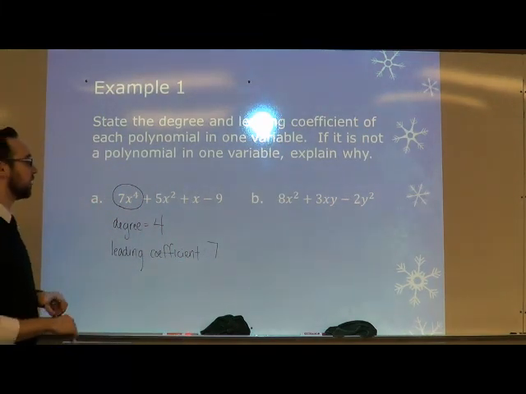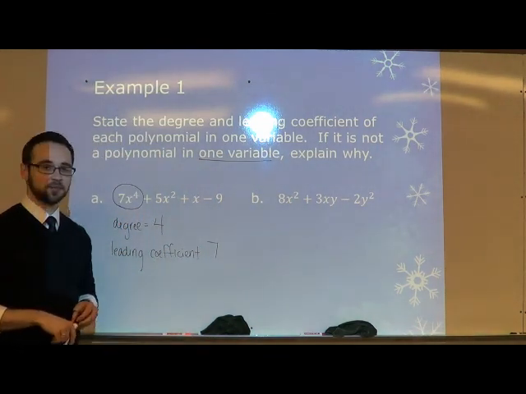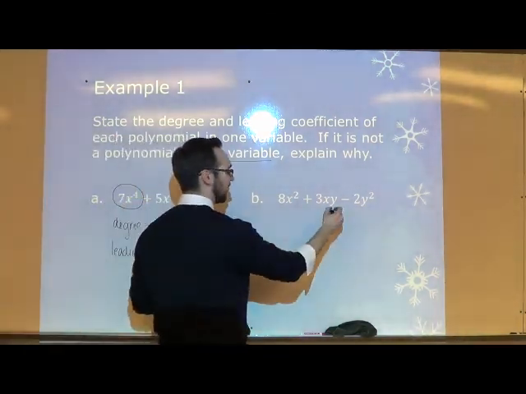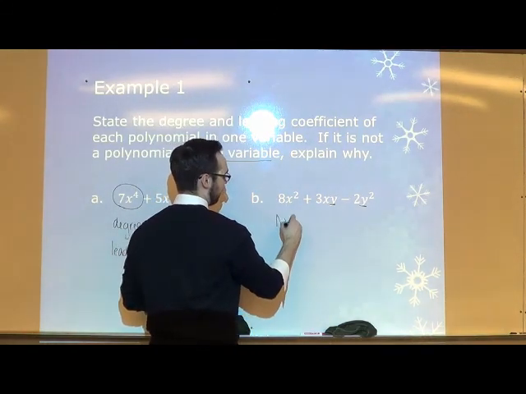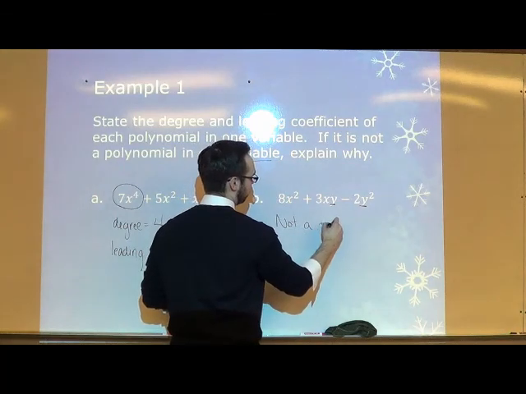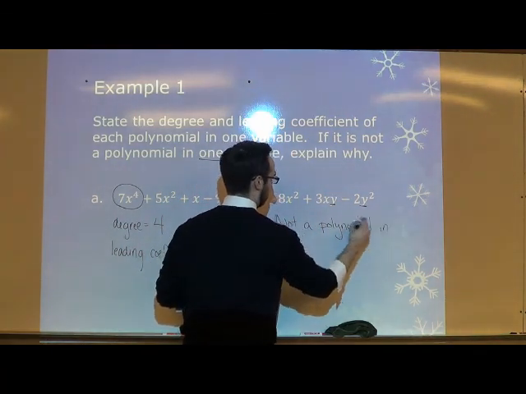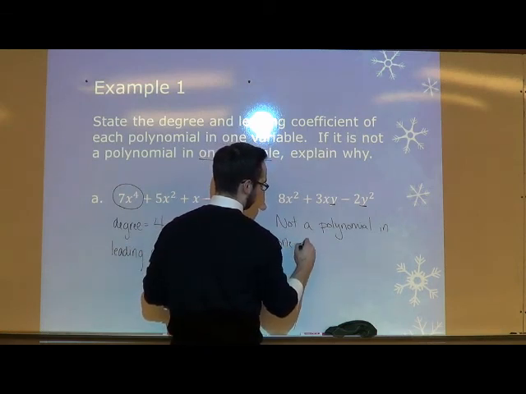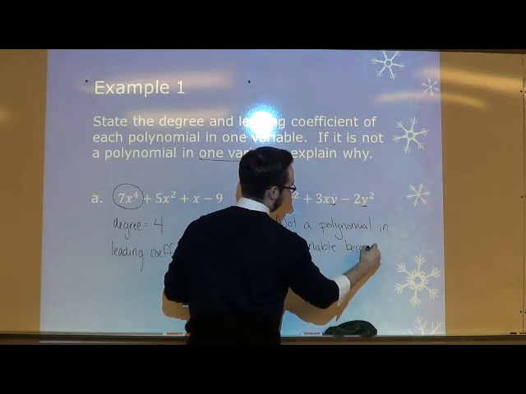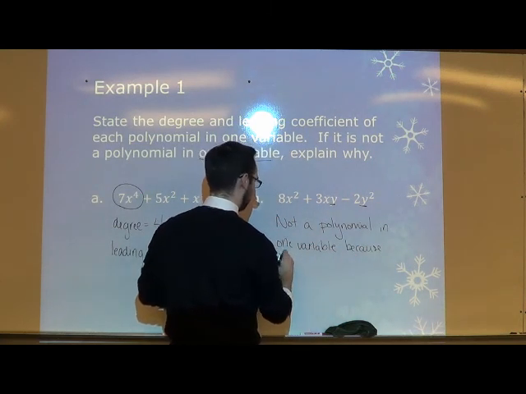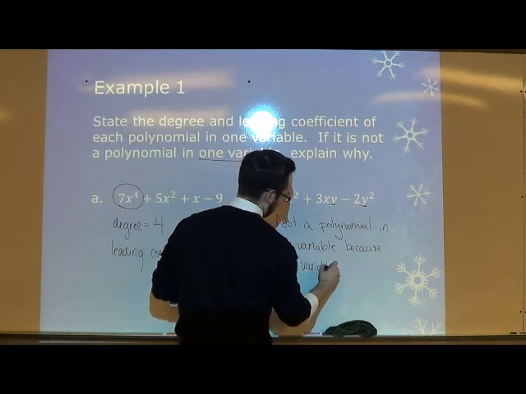Now this one, the key here, in one variable. What do we have in this one? There's a second variable here. We have y's. So this is not a polynomial in one variable, and it asks us to explain why. Because two variables are present.